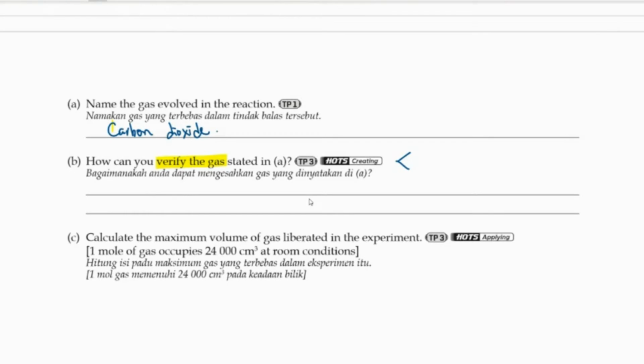If you write test with lime water, no marks. If you write test with lime water, 0 mark. So what you should write to verify? The first one is the action taken. What action taken? Number 2, what is the observation? So what action taken? How are you going to test with the lime water? How?